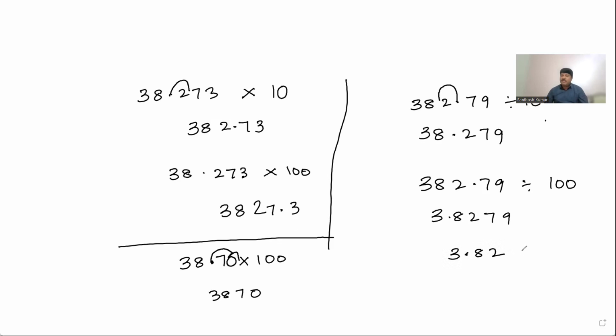In the same way, if 3.82 is there, it should be divided by 100. As you are dividing by 100, it should move towards the left side up to two digits. But here only one digit is there. No? In this case, we have to keep the 0 here, so that we can move the point up to two digits, 1 and 2. So it will become 0.0382. Is that clear to all?